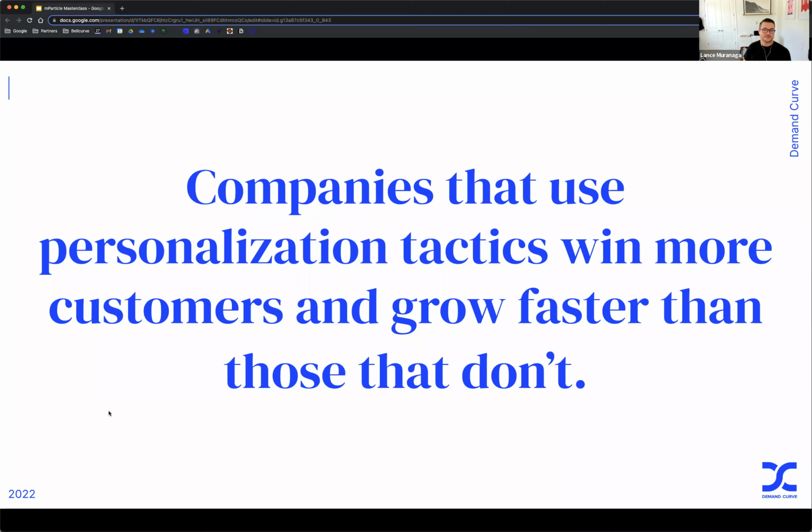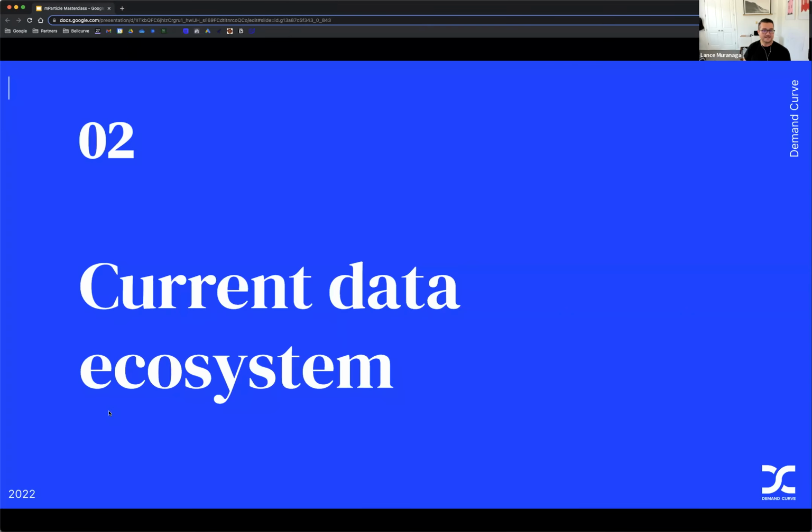To get into some of the how this is getting done, I'm actually going to pass it on to Rohit to cover this, who's intimately familiar with the current data ecosystem and what the environment looks like for companies who are looking to implement some of these strategies. So Rohit, why don't you take it away?